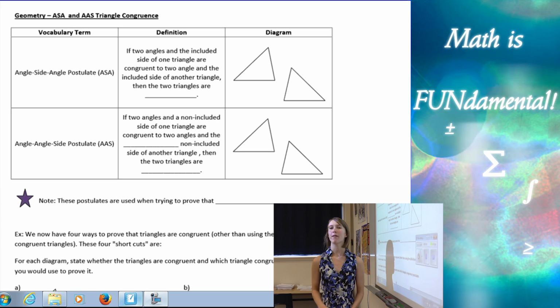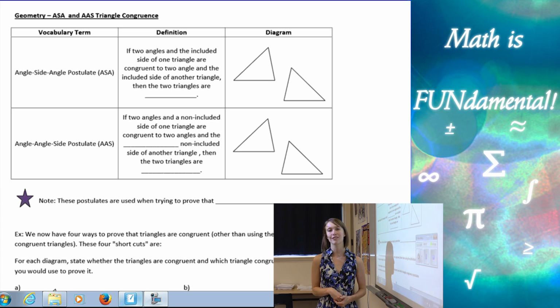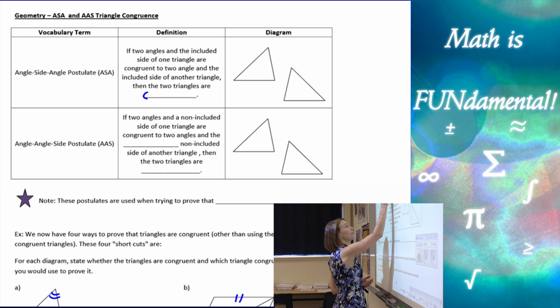Today we're going to learn all about the angle-side-angle and angle-angle-side triangle congruence postulates. So let's start with the first one. The angle-side-angle postulate states: if two angles and the included side of one triangle are congruent to two angles and the included side of another triangle, then the two triangles are congruent.